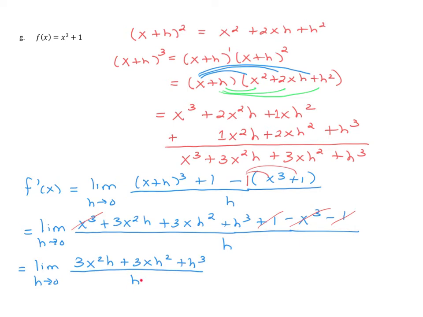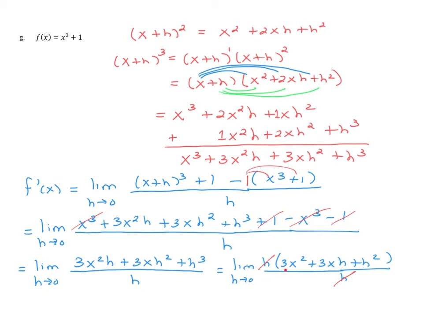It is now possible to cancel the h from the denominator because there's at least one h in every term in the numerator. So this is the limit as h goes to 0 of, if I factor out the h, I'm left with 3x squared plus 3xh plus h squared. And this is all over h. These h's cancel. And I'm left with evaluating this limit.